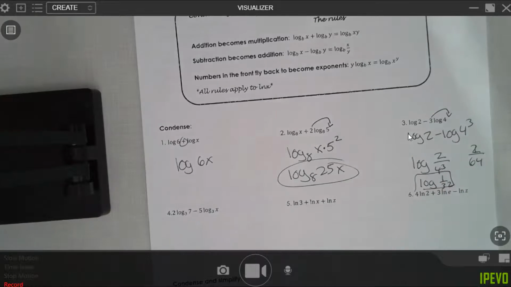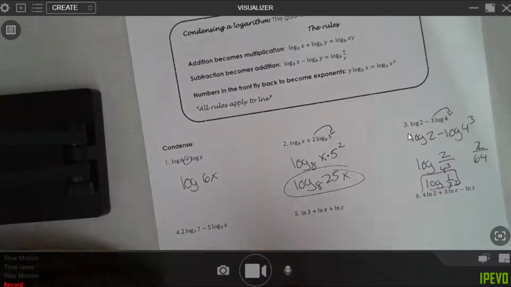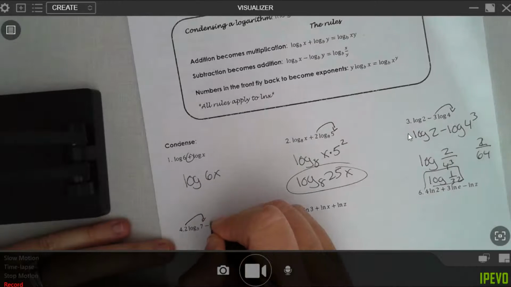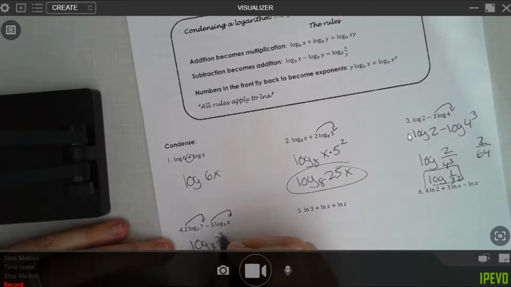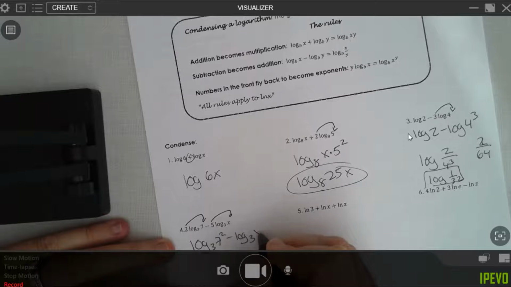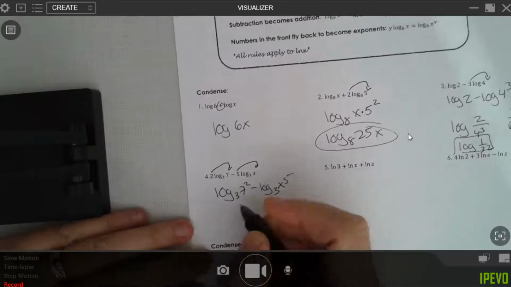So try 4, 5, and 6, pause the video, and then come back. All right, hopefully you paused it. Now you're coming back to check your work. So those were both exponents. Subtraction means division.